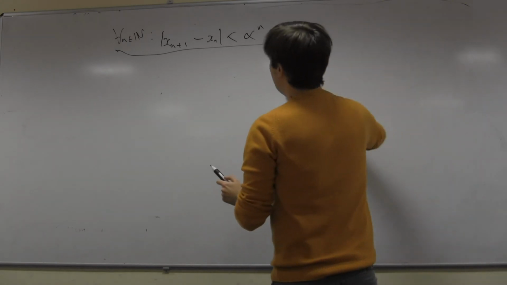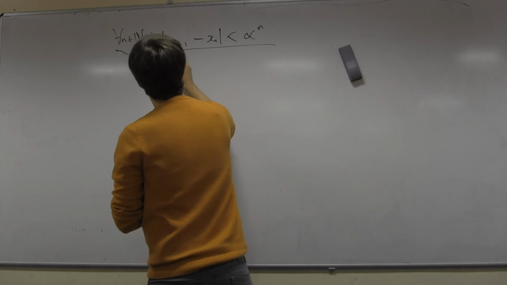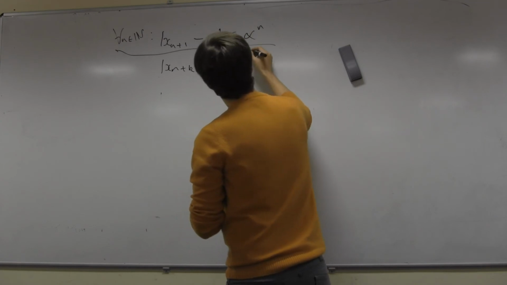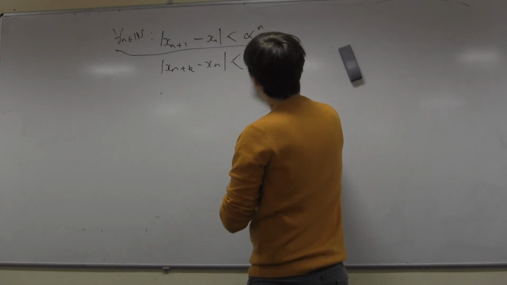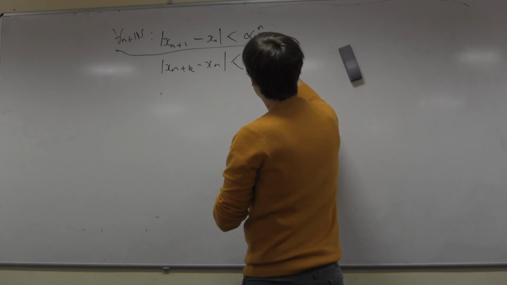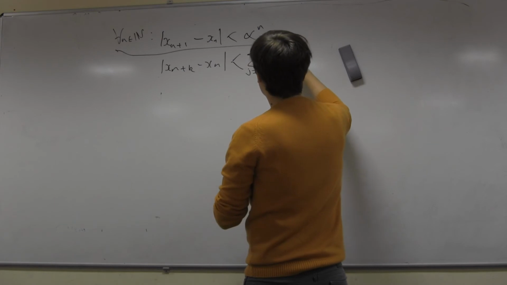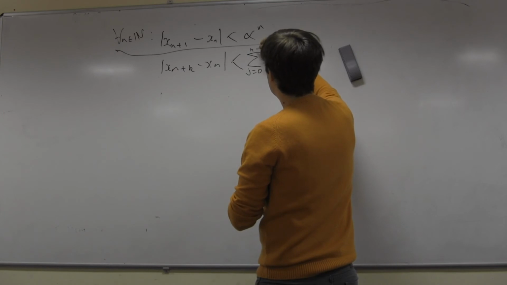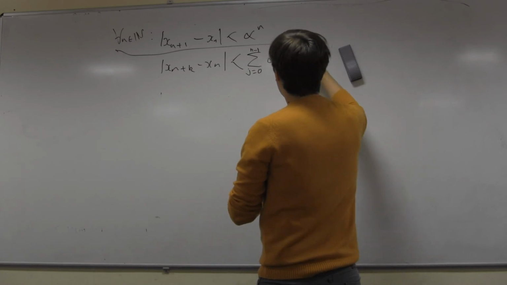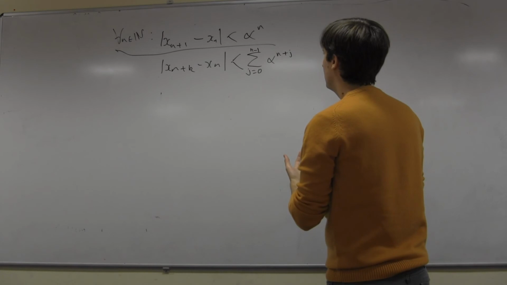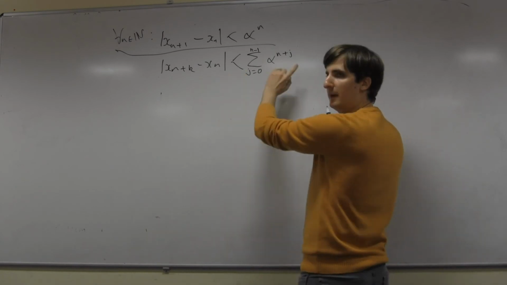So we can kind of guess what's going to be true for x_{n+k} minus x_n. It is going to be less than the sum from j equals 0 to k minus 1 of alpha to the n plus j. So this might be a reasonable guess.